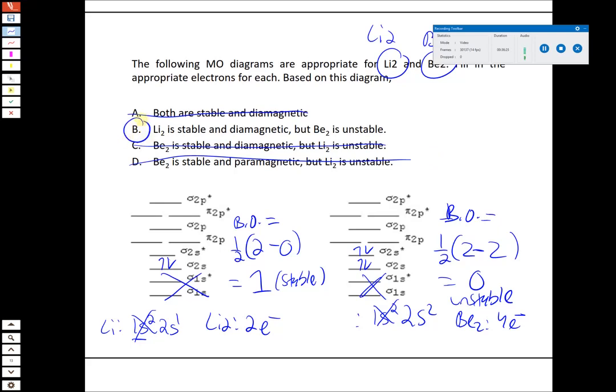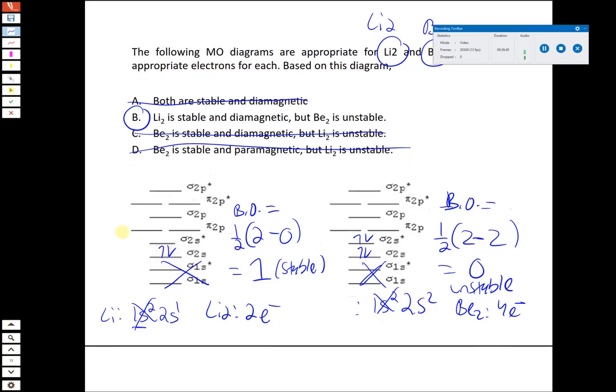Now, is Li2 diamagnetic? It is, because both of its electrons are paired, but then this one says Be2 is unstable. So choice B is the only one that works. We didn't even have to think about magnetic properties, but Li2 is diamagnetic because it has both its electrons paired.